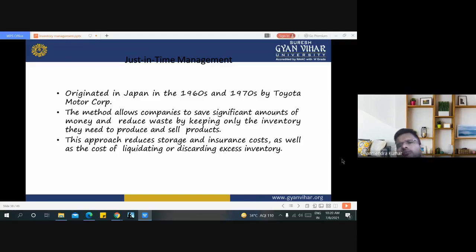Of course, if you know about the limited components which are very essential for our production, or which directly affect the production rate, then we only buy the minimum requirement or minimum order quantity of that type of component. Thus overall it reduces our storage facility and insurance cost, transportation cost, and ordering cost. Overall cost will be reduced by applying just in time management, as well as the cost of liquidating or discarding excess inventory.